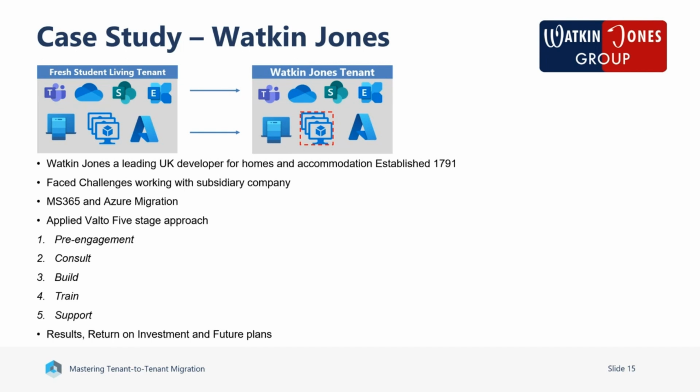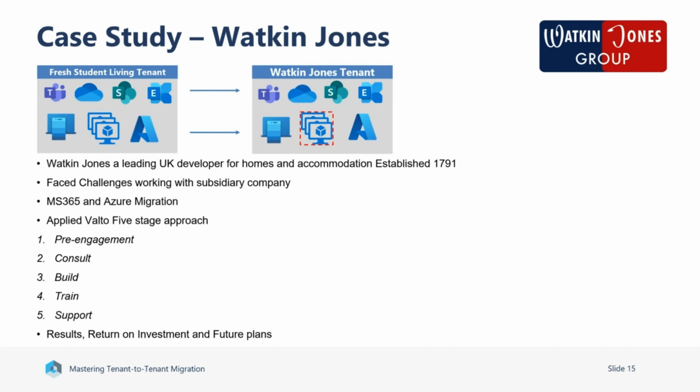One of the main challenges was that Fresh Student Living obviously had its own Microsoft 365 tenancy, which just caused huge issues accessing different workloads such as Microsoft Teams. It just led to inefficient communications as a result, and really hampered their collaboration. So Watkin Jones approached Valto with this problem, and they identified that it was a complex project requiring technical expertise and support, and needed the ability to scale IT resource accordingly to make sure that this project got over the line. So some of the challenges.